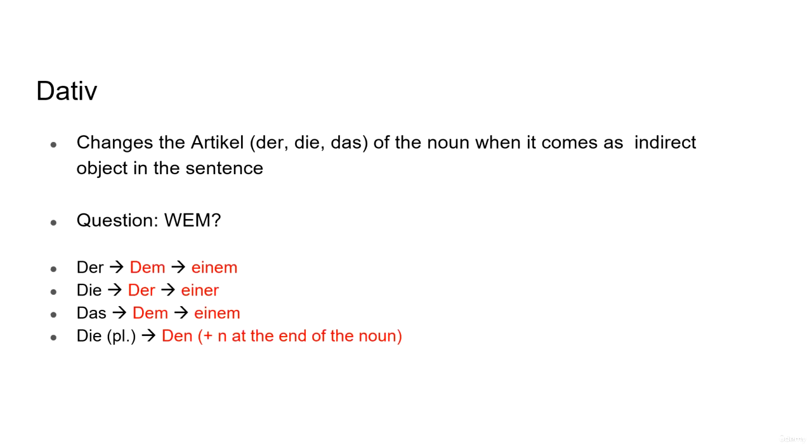But in addition, you have to add an n at the end of the noun and not of the article. For example, den Büchern. The original word is die Bücher, and in dative you say den Büchern, so you add n at the end as well.